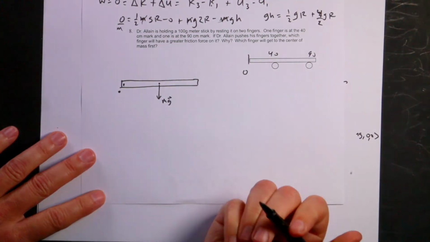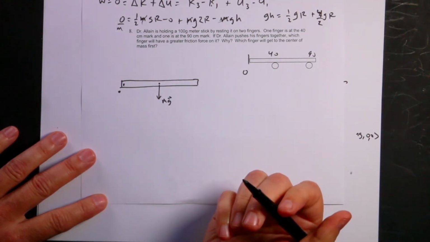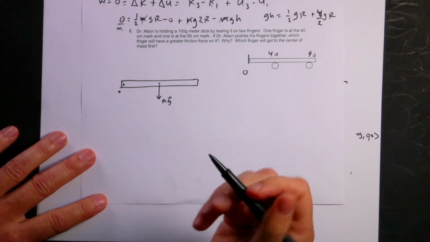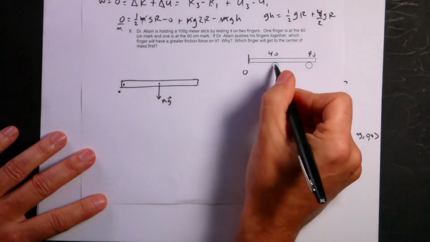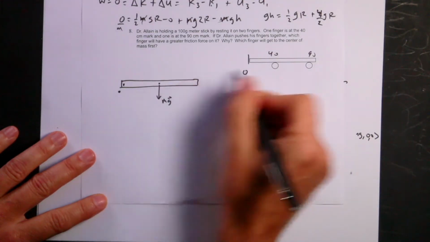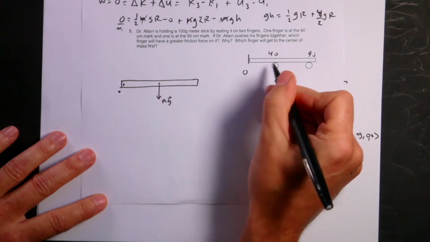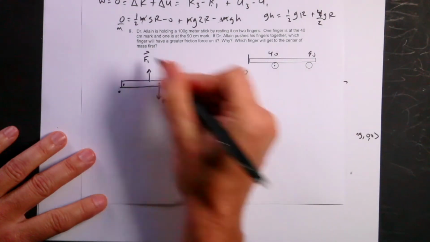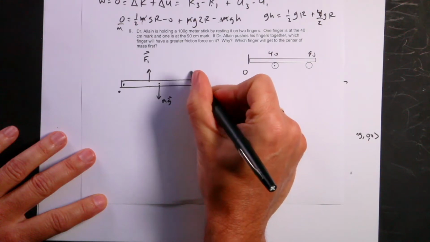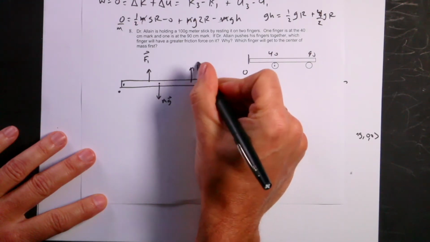So when we talk about rigid object equilibrium, it doesn't matter just what forces are acting on it, but where those forces are. So this is at the 50 centimeter mark. Now, this is a finger pushing up. So I have this finger called F1 up, and that one's over here, F2 up. I assume those are up.